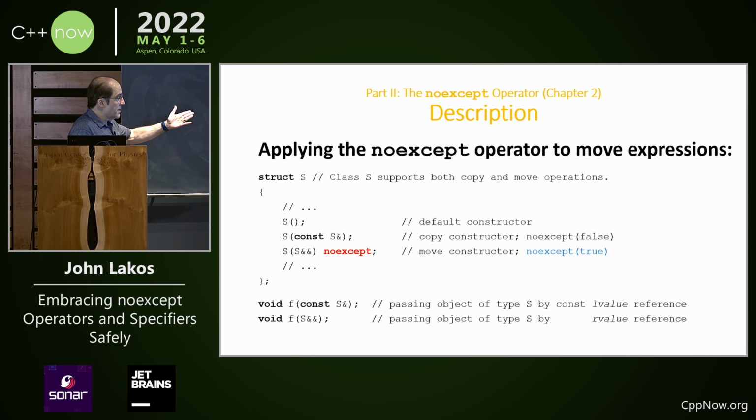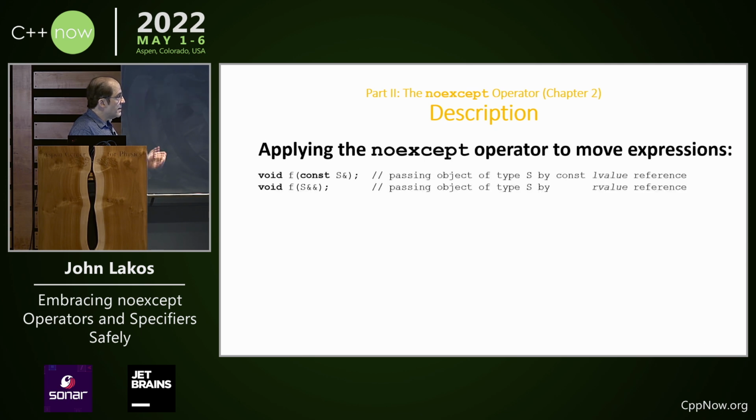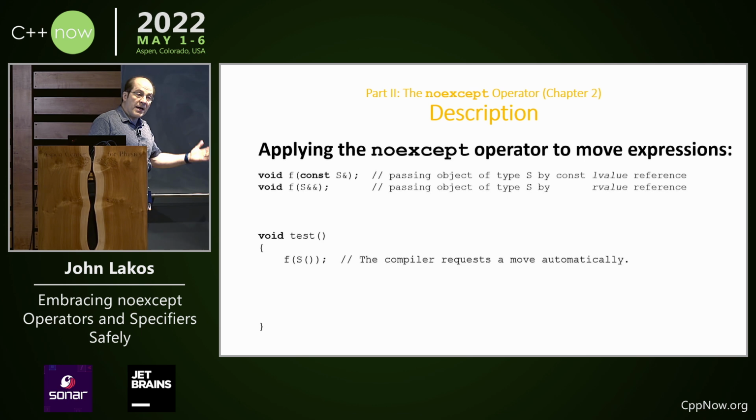You have a function that takes an L value reference, a function that takes an R value reference. And we're going to go to the next slide, and now you see, here I have a test. The compiler will make that move automatically, and that has to do with value categories. We talk about value categories in the book as well.